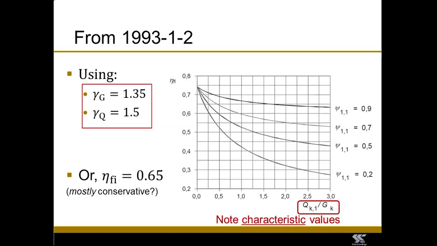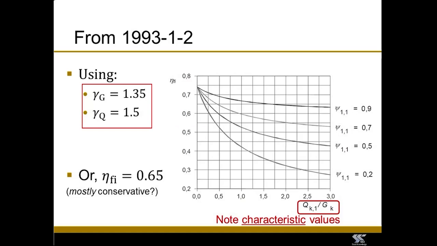So for us here, it's good. I suppose if you're in a different country and you'd not adopted 1.35 and 1.5, then you definitely ought not to use this graph, because that's an important part of the scope. And then down on the bottom axis, look, we've got the Qk divided by Gk. So because of the k subscript, we know that's the characteristic value, or the unfactored value. So the unfactored value of the variable action divided by the unfactored value of the permanent action.